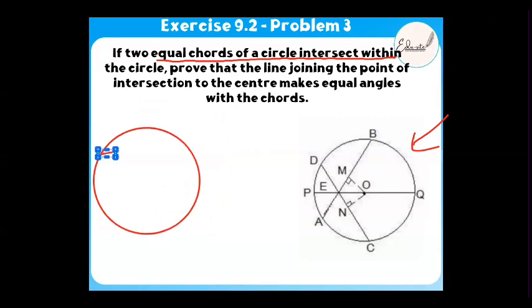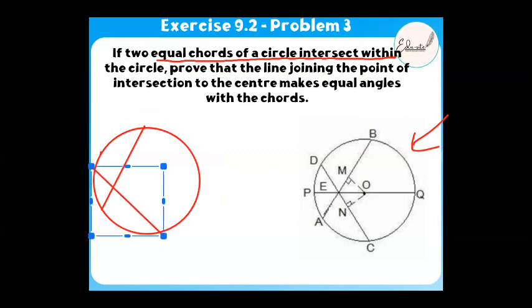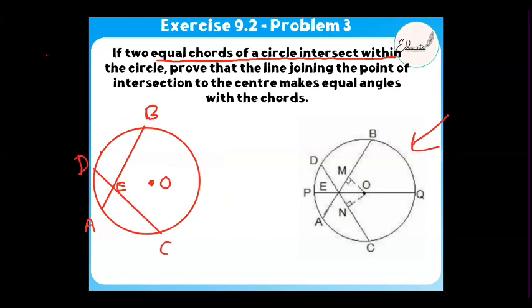Okay. Let's just take the same one. They are intersecting at a point, some point. Then prove that the line joining the point of intersection to the center. Which is the point of intersection? Can you please tell me, Laiba, where is the point of intersection now? If I name this point as E, if this is A and this is B and this is C and this is D, which is the point of intersection?